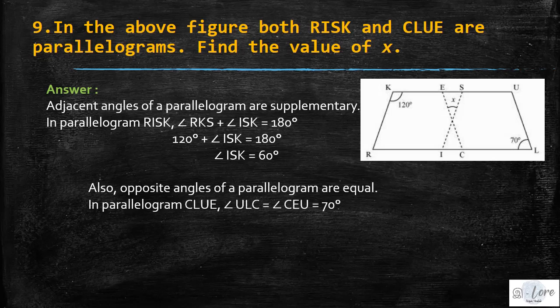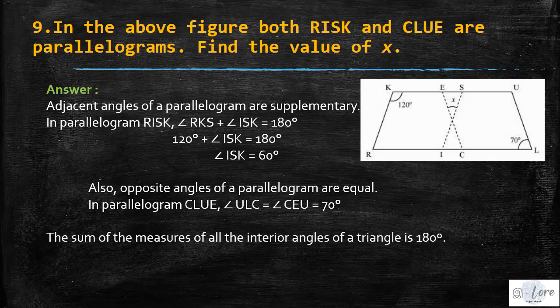So angle CULC is equal to angle CEU, so 70 degrees is opposite to 70 degrees. The sum of the measures of the interior angles of a triangle is 180 degrees. So check it over; you can represent it as x. So x plus 60 plus 70 is equal to 180 degrees. 60 plus 70 is nothing but 130. So x is equal to 180 minus 130. The resultant is 50 degrees.